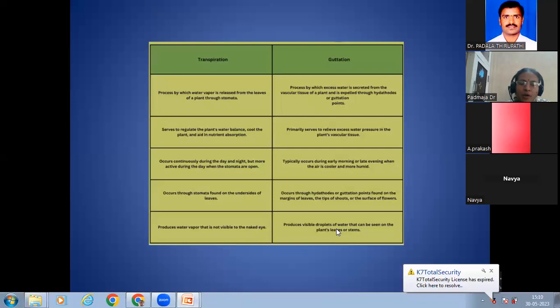Transpiration produces water vapor that is not visible to our naked eye. In every plant transpiration is taking place, but we cannot see it with our naked eye. But in guttation, we can see these droplets on the leaf margins.